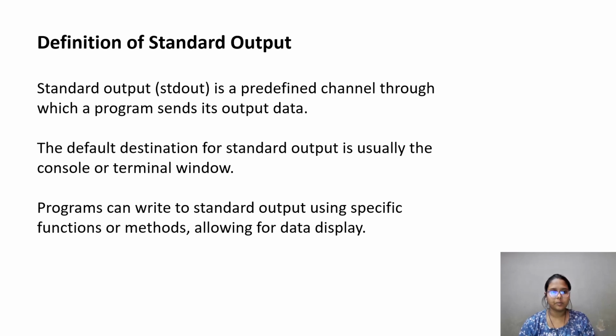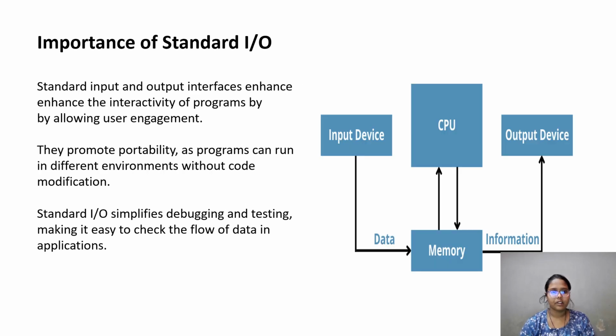Definition of the standard output. Standard output is the predefined channel through which a program sends its output data. The default destination for standard output is usually the console or terminal window. Programs can write to standard output using specific functions or methods, allowing for data display.